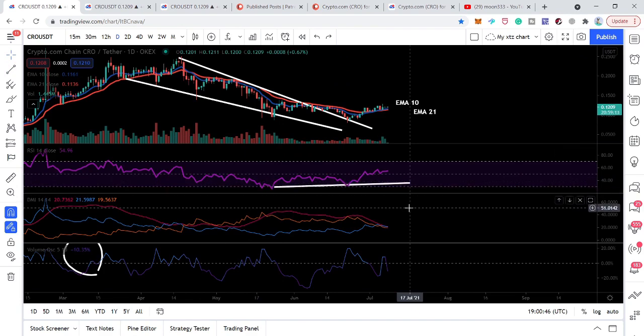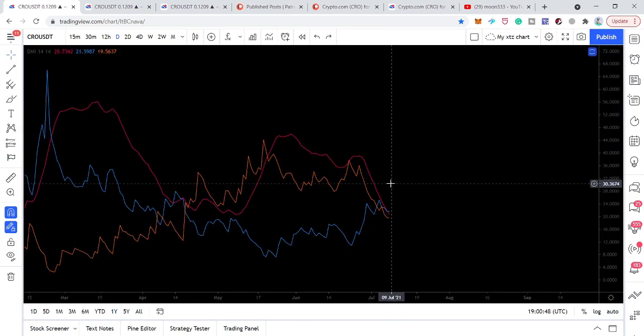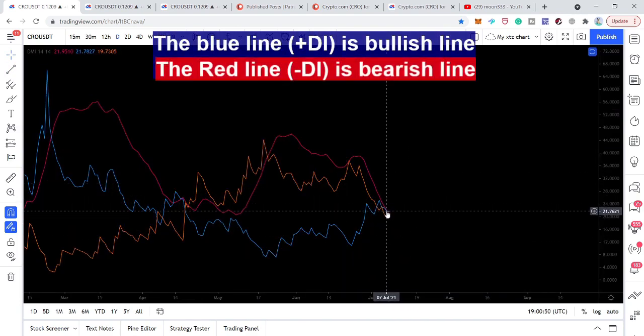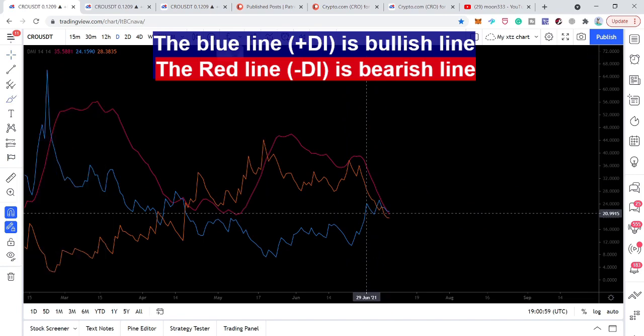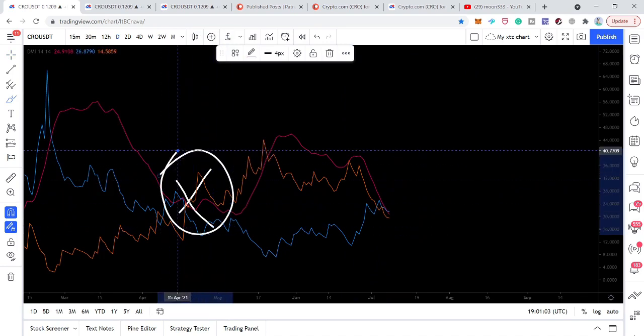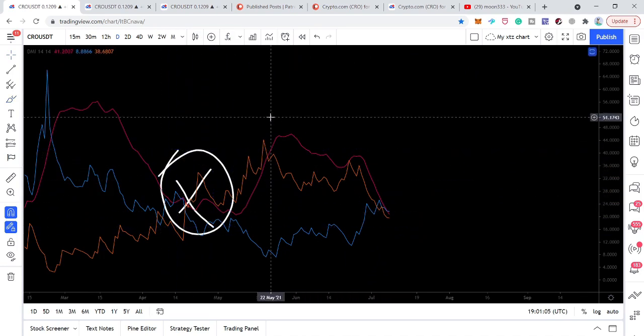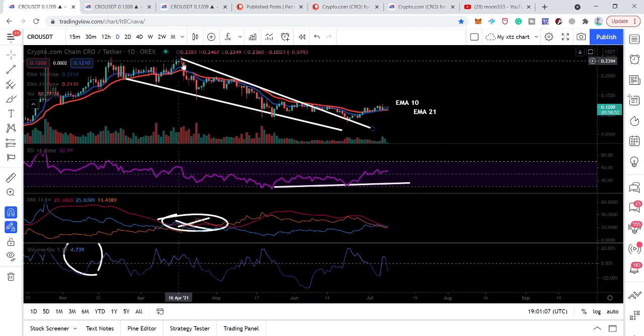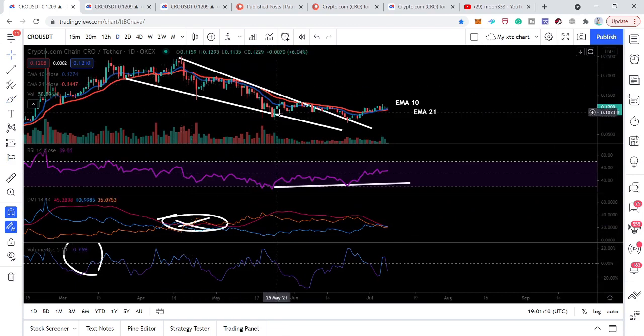Now, if we take a look at the directional movement index, we can see that this blue line has just crossed this orange line. Whenever the blue line in this indicator crosses up the orange line, that is the buying signal. And whenever the orange line crosses up the blue line, that is the sell signal. You can see previously we received the sell signal here, and the price action moved down. We had a very, very strong sell.